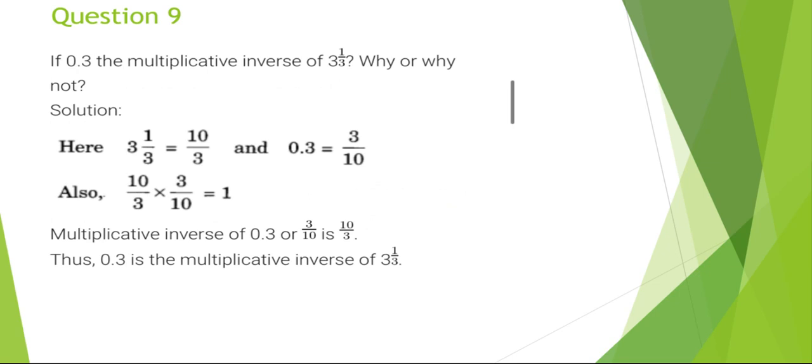Now we'll come to question number 9. This question asks if 0.3 is the multiplicative inverse of 3 1 by 3. Again, it asks you the reason for it. So the solution would be: 3 1 by 3 would be equal to 10 by 3 and 0.3 would be equal to 3 by 10. So if you multiply 10 by 3 and 3 by 10, the answer will be 1. So if you multiply two rational numbers and the answer is 1, that basically means they are multiplicative inverses of each other.